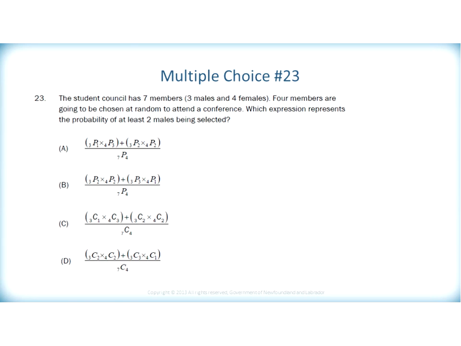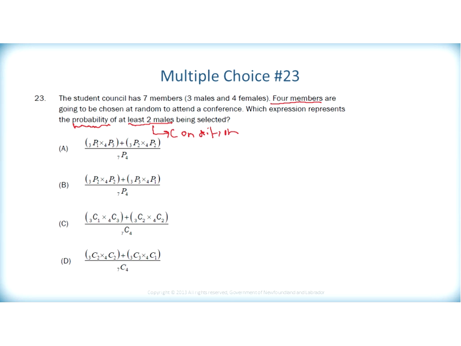The student council has 7 members, 3 males and 4 females. 4 members are to be chosen at random to attend a conference. Which expression represents the probability of at least 2 males? So here's the condition. And once again, this is similar to questions from Unit 2, but we're asked for the probability. So we have to put that over the total.